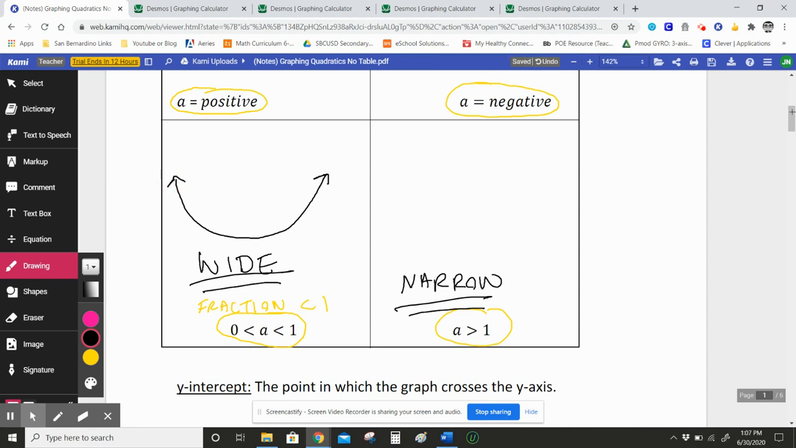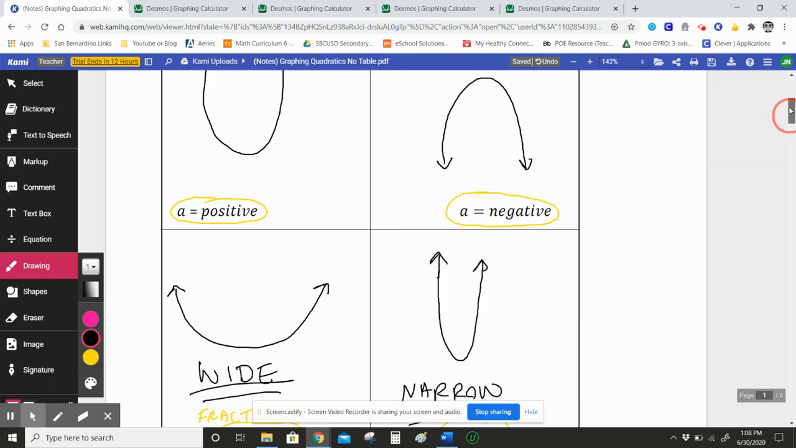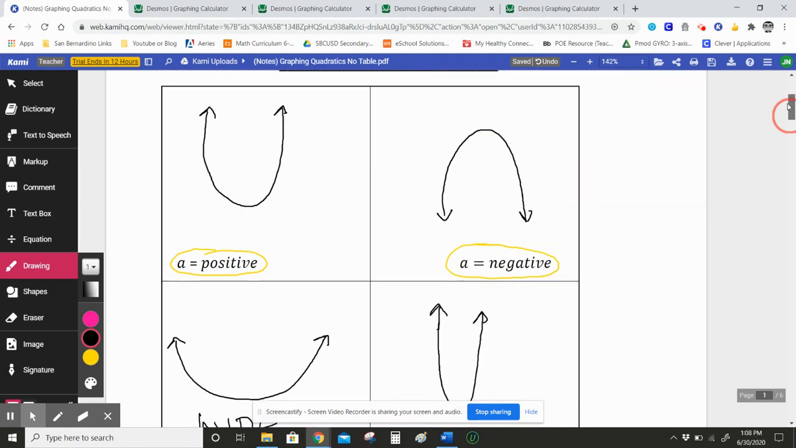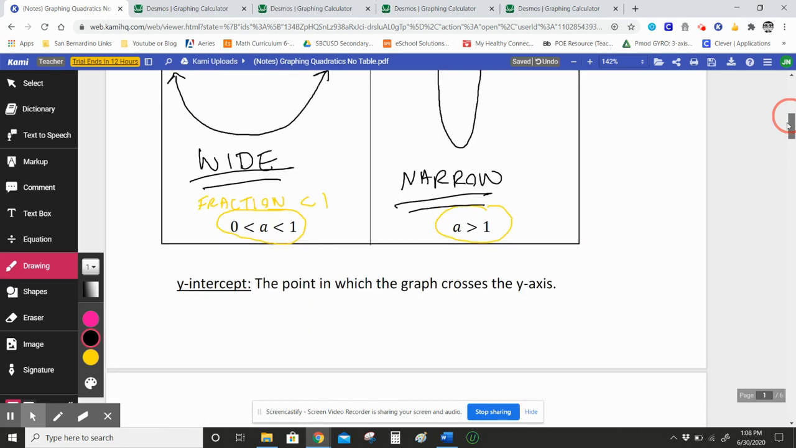And if the a value is bigger than 1, depending on how much bigger than 1, it can be 100 or 1,000, then it's going to be really, really narrow. The bigger it is, the skinnier it is. So it's either going to be wide or narrow. Those are the four things that the value of a gives us. If all else fails and we know the value of a and these four things, then by process of elimination, that'll guide you to the correct answer.